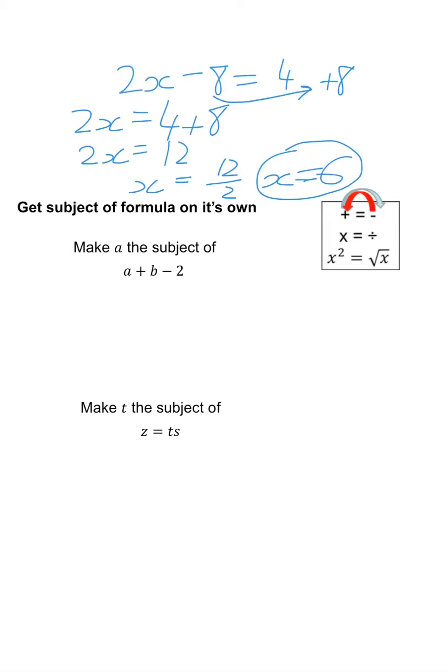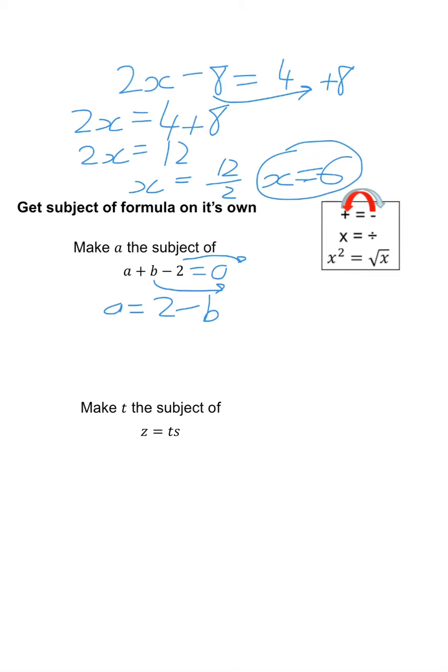Now, if you found that question easy, then subject of formula is the exact same. So in the first question here, we need to make a the subject of the formula. So this as well should be just equal to 0. So let's do that. I'm going to bring the b to the other side and the minus 2 to the other side. So a now is equal to, so the minus 2 becomes positive 2 and the plus b becomes minus b. And that's it. A equals 2 minus b.